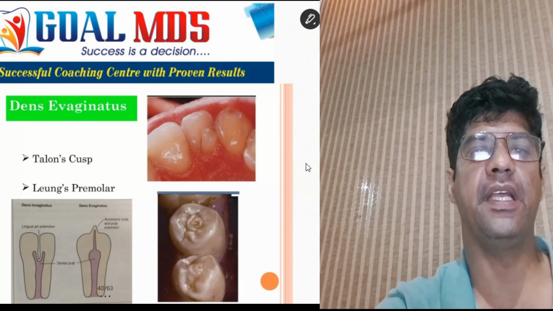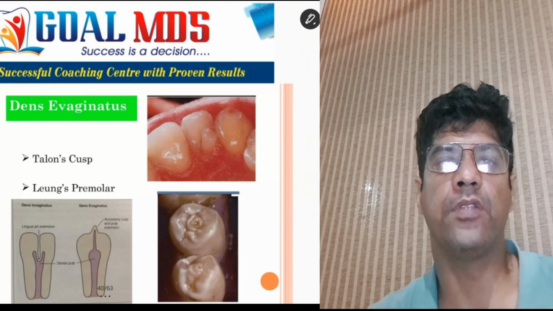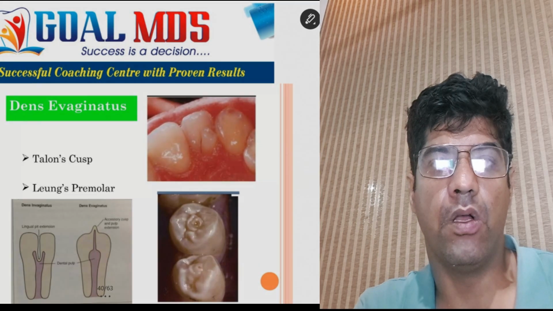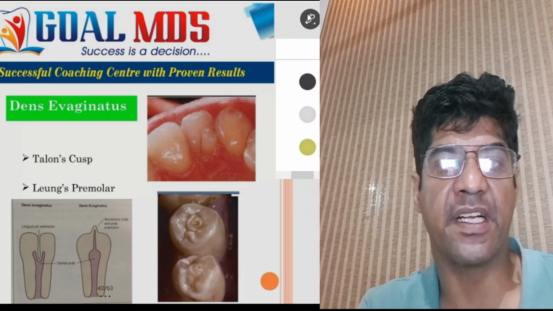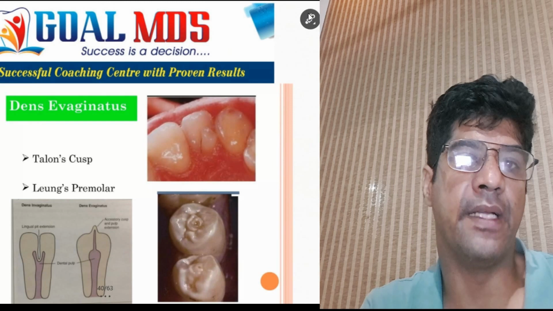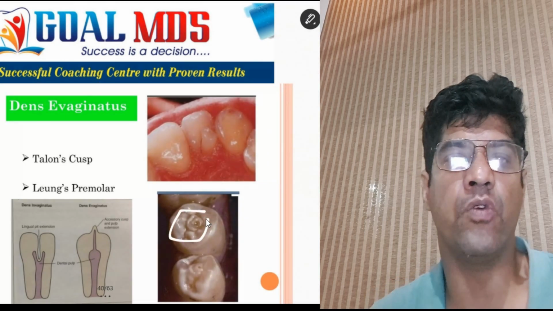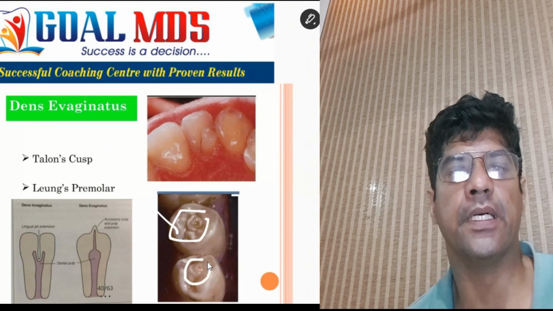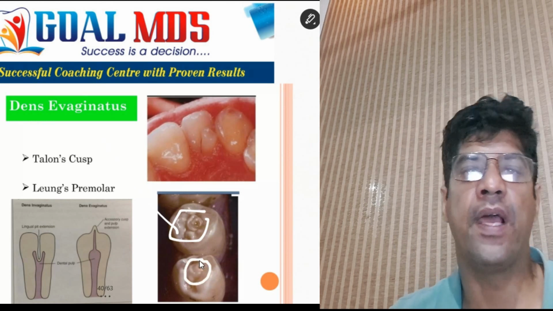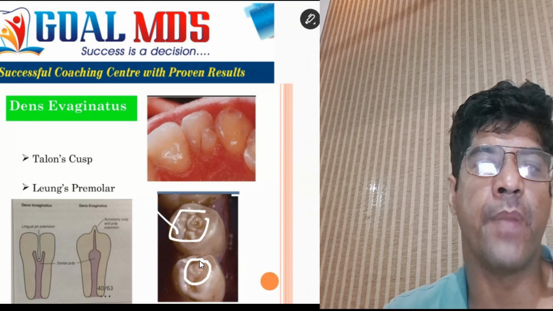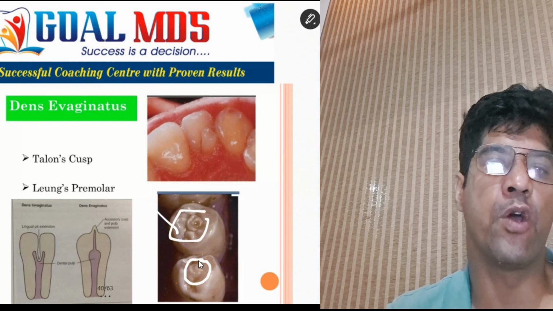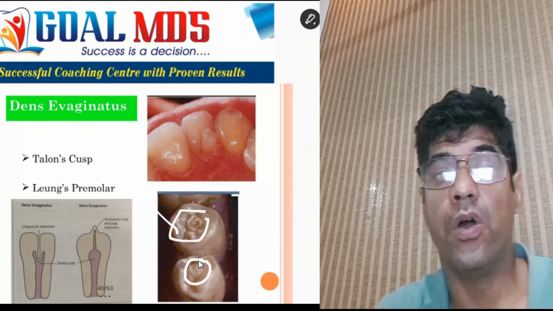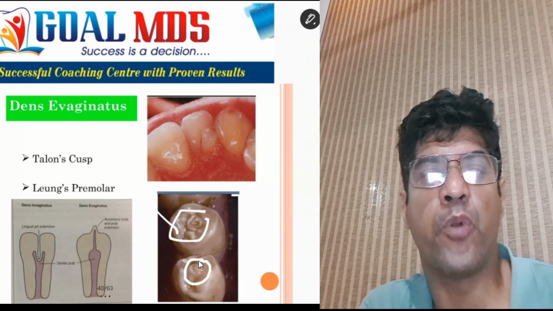Other is the dens evaginatus. It is also known as central tubercle or Leong's premolar. It is a cusp-like elevation of the enamel that is located in the central groove or lingual ridge of the buccal cusp of the premolar or the molar teeth. Imagine a small extra bump on the top part of your back teeth, that is premolar or molar. So this bump can be found in the central groove or the inner ridge of the tooth's outer point.